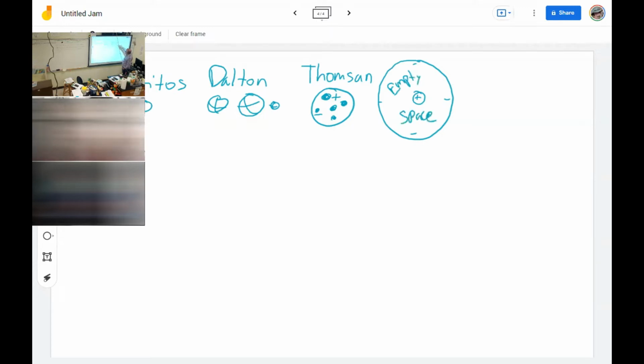Right here is empty space. And that would allow the bullets to basically go through unless they came close to the nucleus, which would then bend it or bounce it backwards. So this is Rutherford.